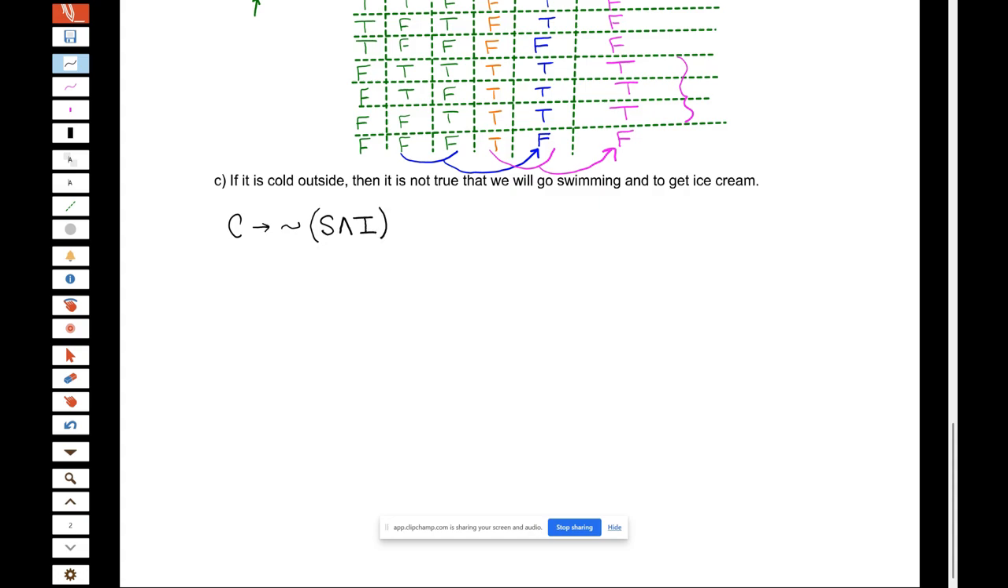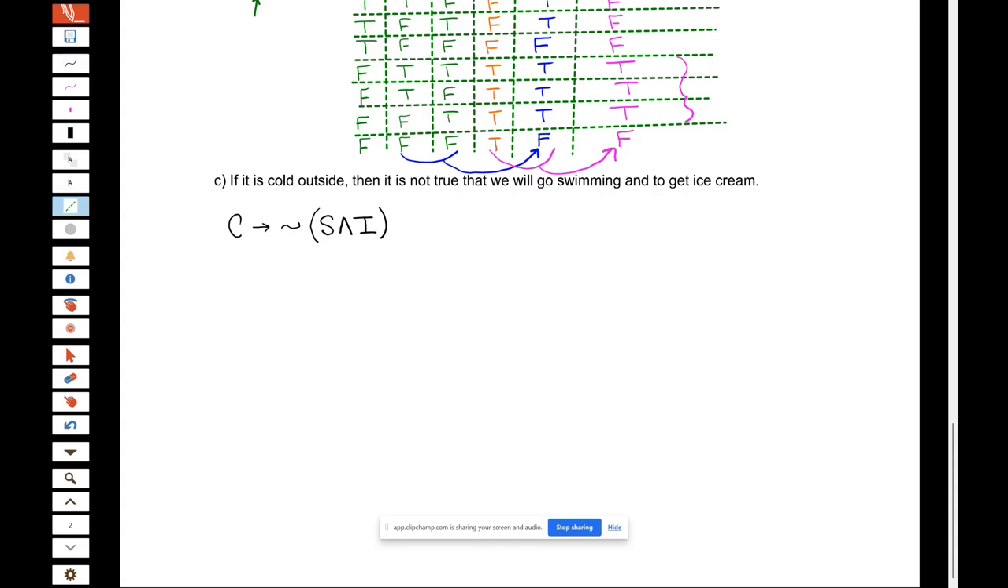So I have turned that sentence into symbols. Whenever it says it is not true that, it means the other two things go in parentheses. It is not true that everything else I said after that. Okay. If I didn't want it to be the whole thing negated, I would say if it is cold outside, then we will not go swimming and we'll go get ice cream, because then we would only negate the first thing I said instead of the whole blasted thing.